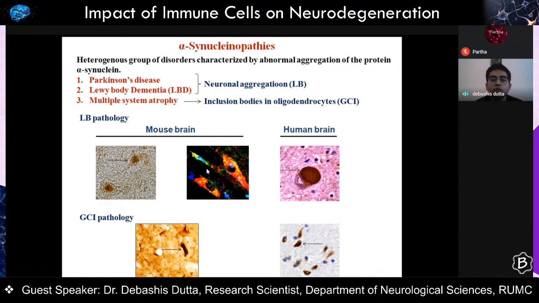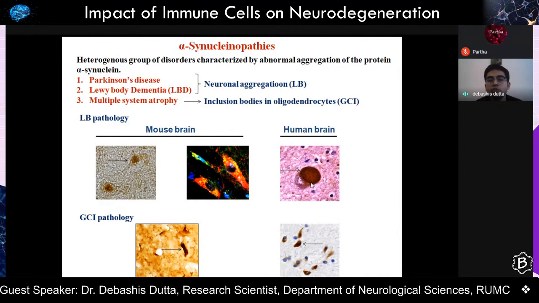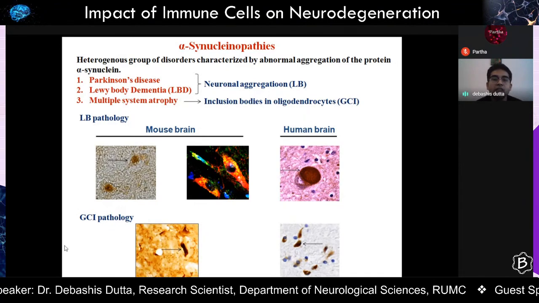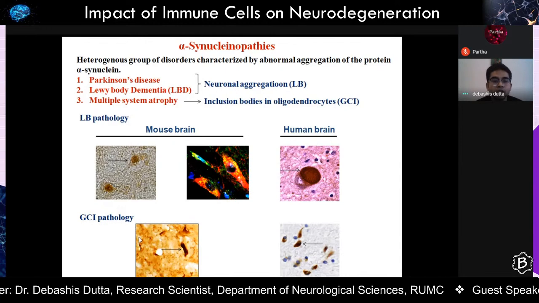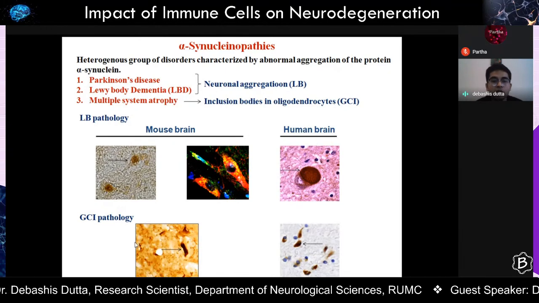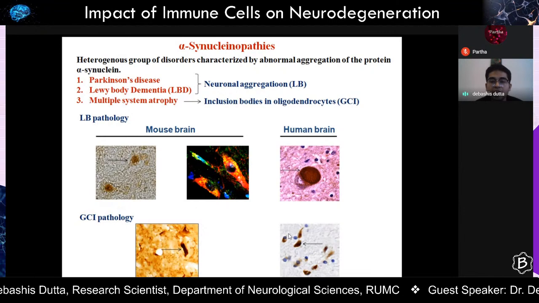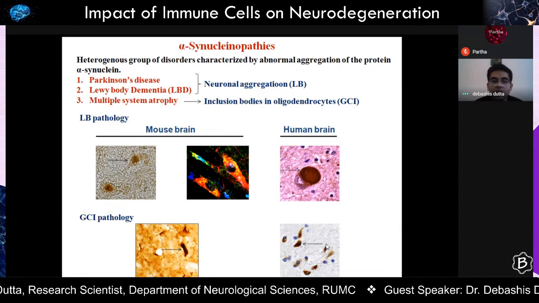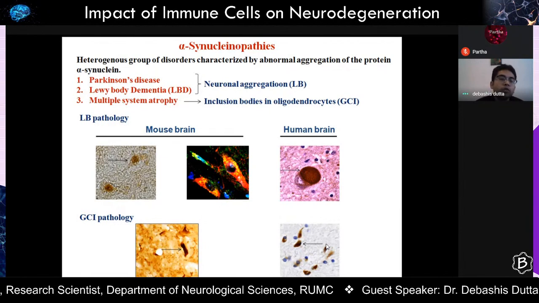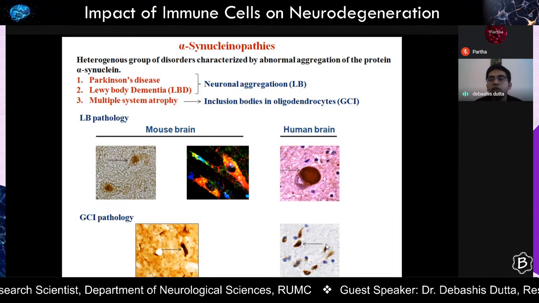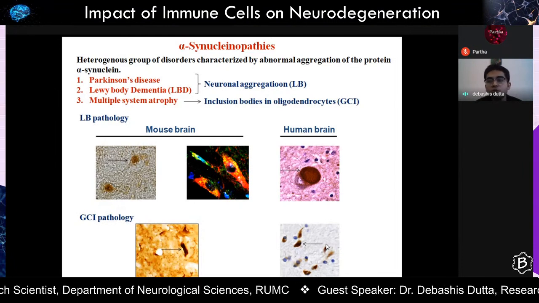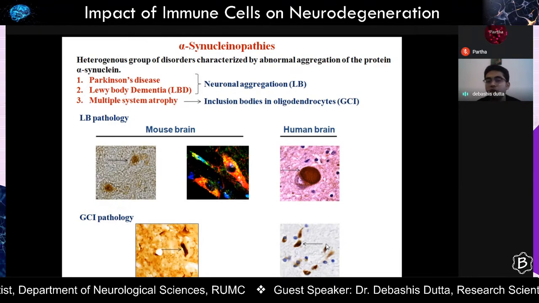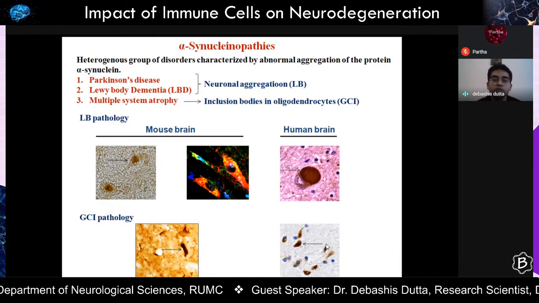These are pictures from the mouse brain as well as the human brain, which is even much cleaner. Whereas the GCI pathology, the glial cytoplasmic inclusion pathology, is found only in the oligodendrocytes. This is from the striatum, in the mouse and also in the human brain striatum. And these diseases, for sure, cause neuronal loss, loss of function, and loss of neural activities chronically, progressively.